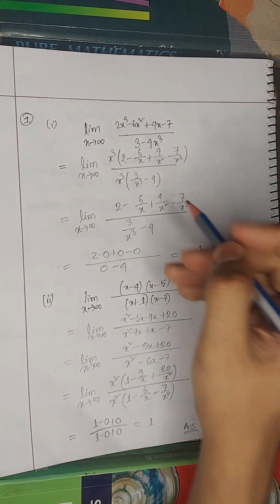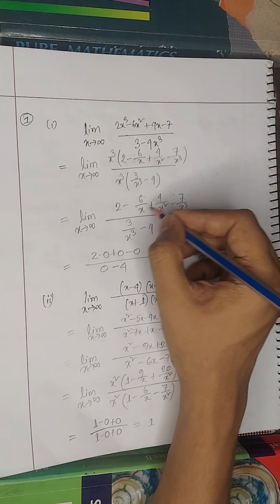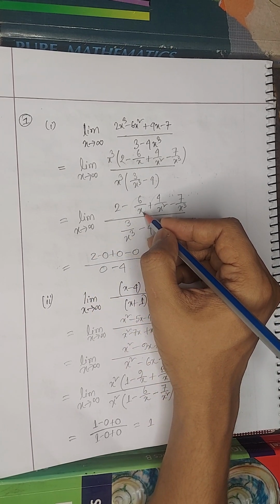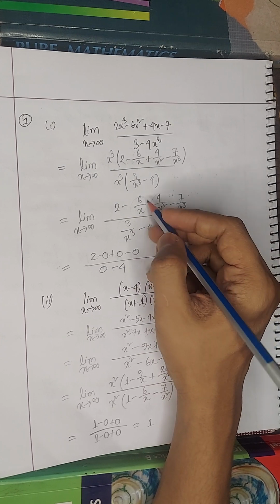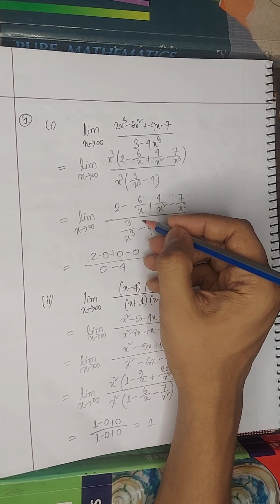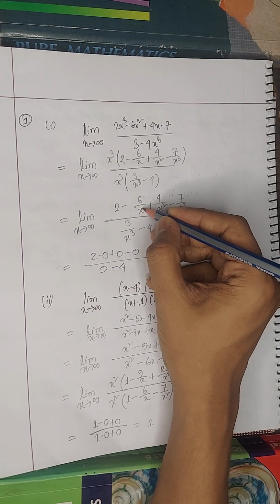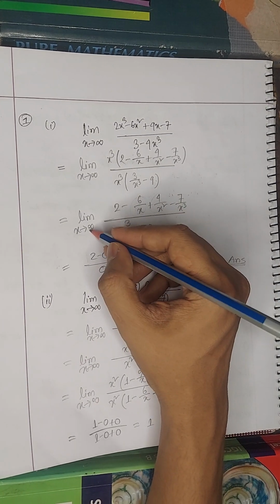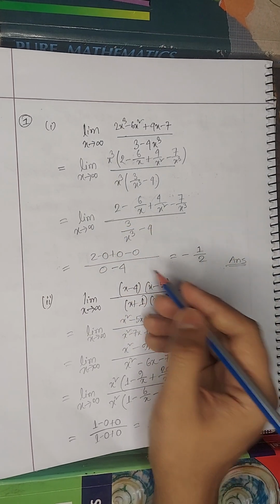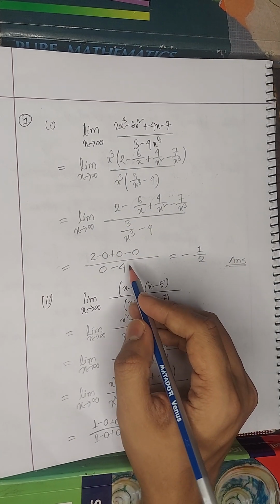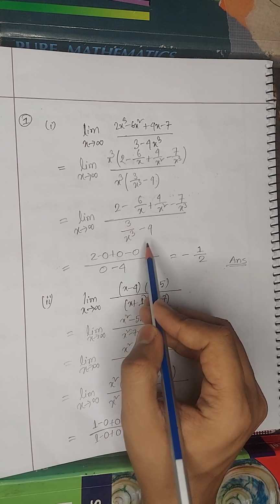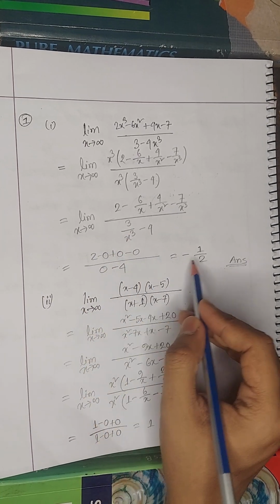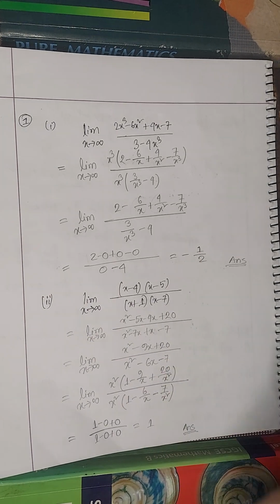Notice here that we can't write x is equal to infinity, because that would be logically wrong. x is near to infinity, but we can't put the value of x as infinity, right? We can guess what the value of the function will be when x tends to infinity. So the value of the function will be minus half.